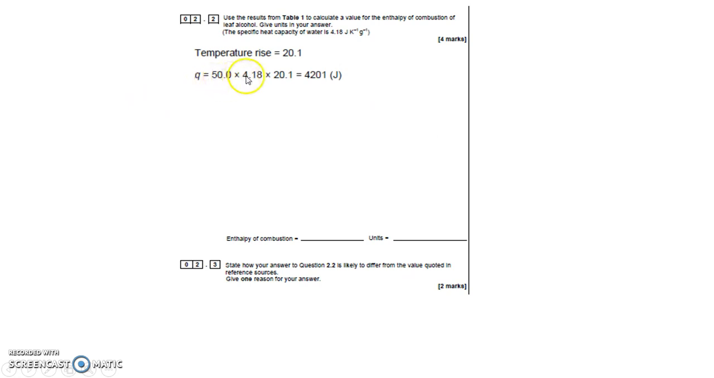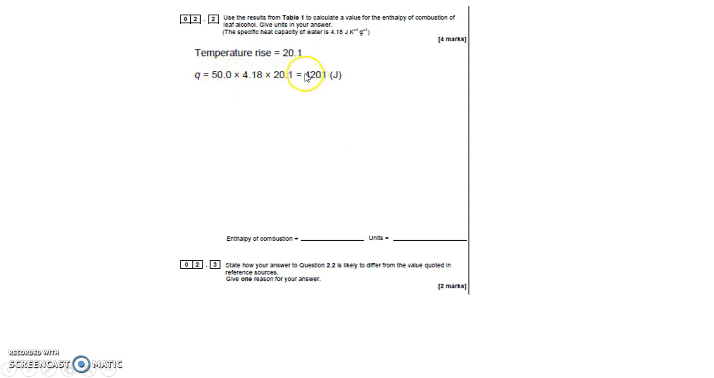Minus 50 multiplied by 4.18, which is the specific heat capacity, multiplied by delta T, the temperature change, 20.1, gives 4201. It's measured in joules because specific heat capacity is in joules per Kelvin per gram. You can convert it to kilojoules if you want. Does it say it's got to be in kilojoules? No, it doesn't. As long as you've got the unit, you can leave it in joules or convert to kilojoules. I'll show you that in a minute. 4201 joules is what it's measured in.